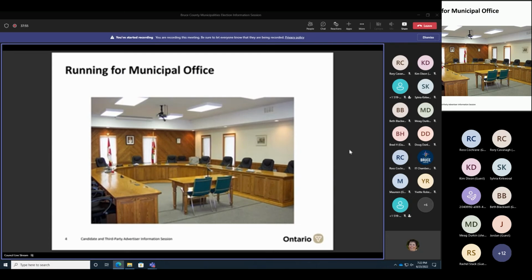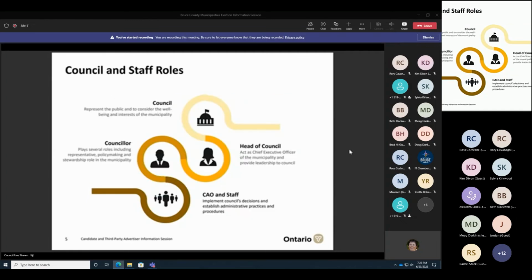Please note that the information about the role of council and staff and accountability and transparency can also be found in the Councillor's Guide on the ministry's website. This guide is an excellent tool that can provide you with a lot more information about how municipalities operate and how council and staff can work together in the best interests of the municipality.